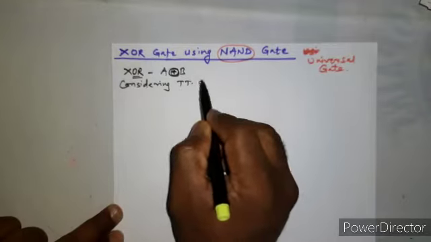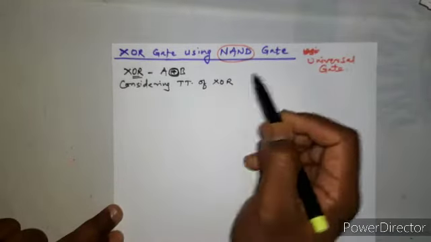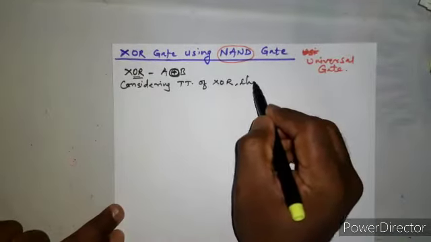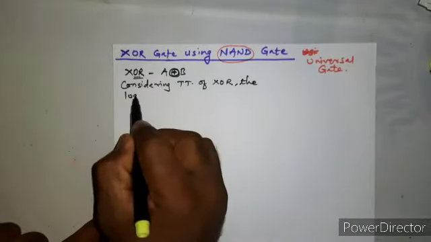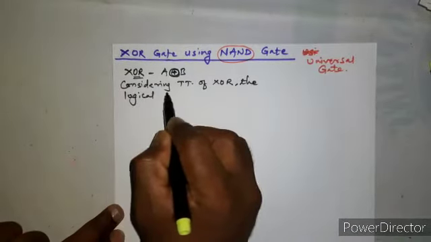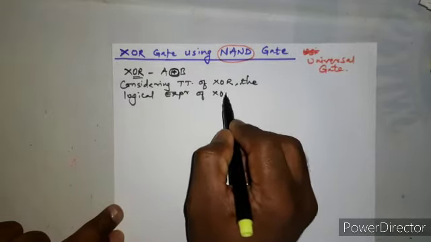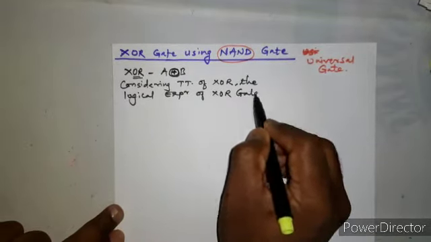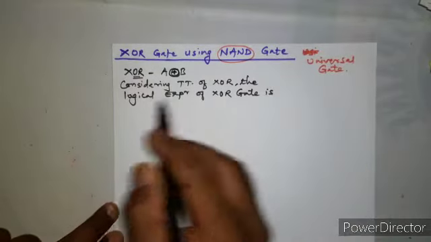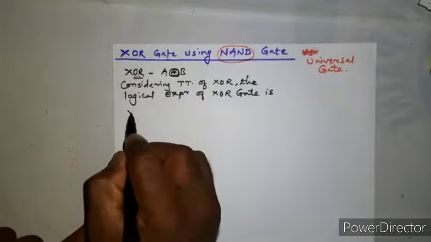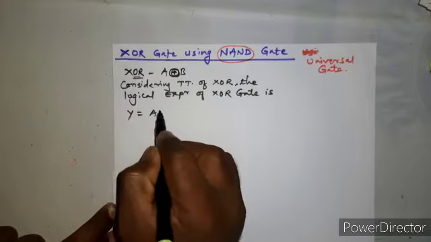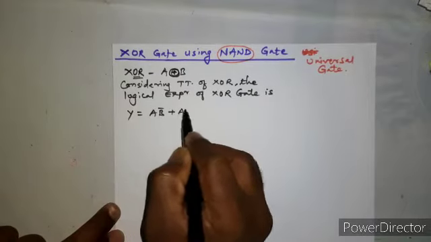the truth table of XOR gate, the logical expression of XOR gate is y equal to A B bar plus A bar B.